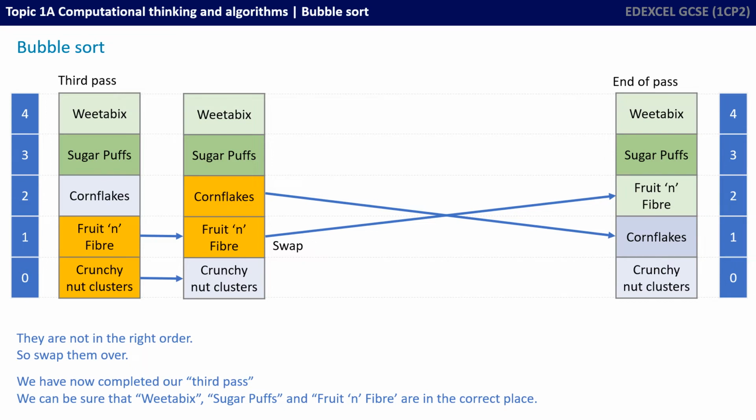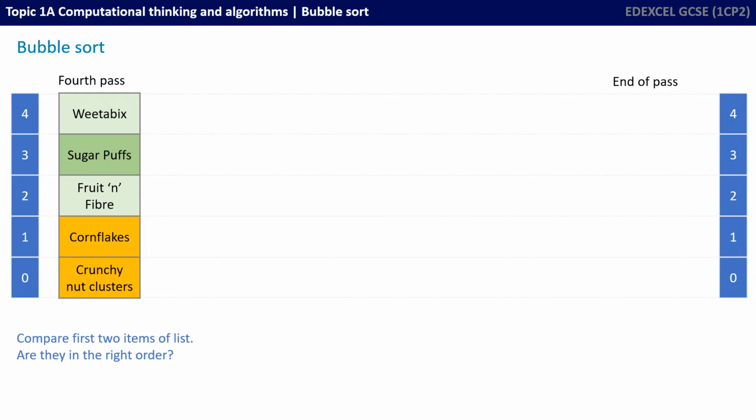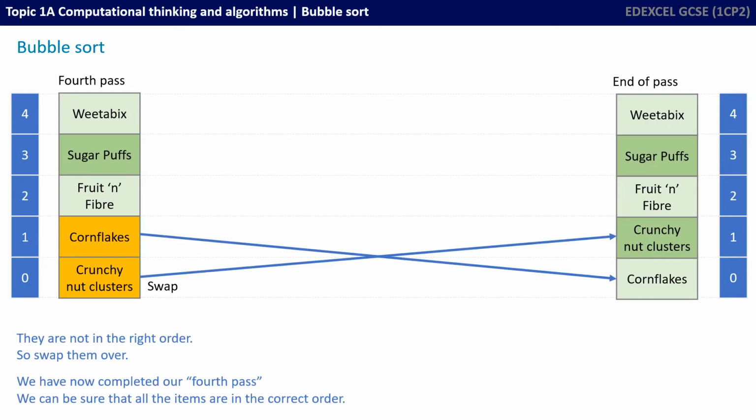We simply repeat our algorithm on the unsorted part of the list. Well, the unsorted part of the list is only the first two items, so we compare them just like before and we ask, are they in the right order? They're not in the right order, so we swap them over. And we've now completed our fourth pass. We can be sure that Weetabix, Sugar Puffs, Fruit and Fibre, Crunch Nut Clusters and Cornflakes are all in the correct order.